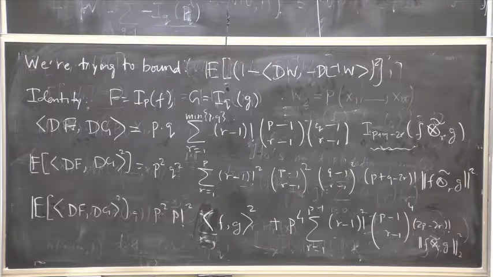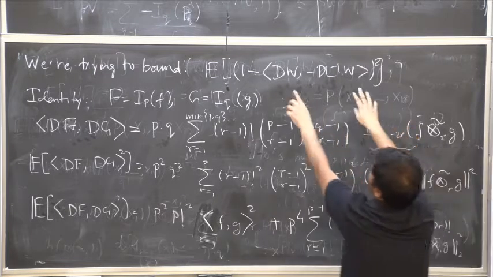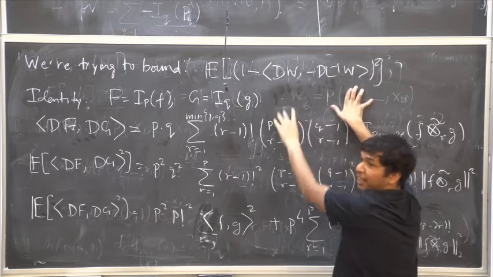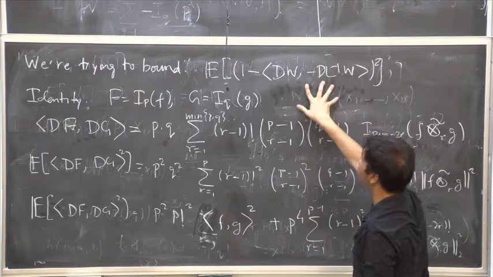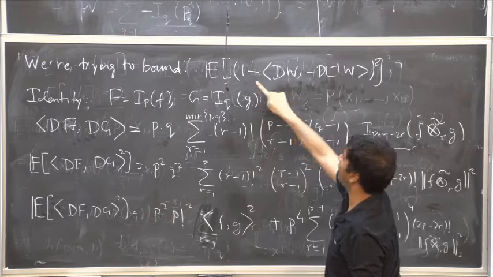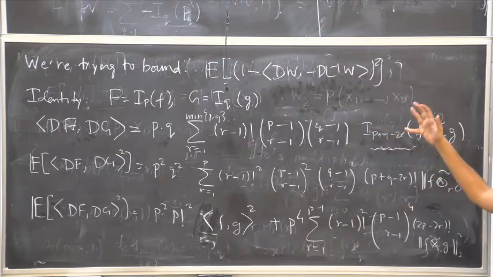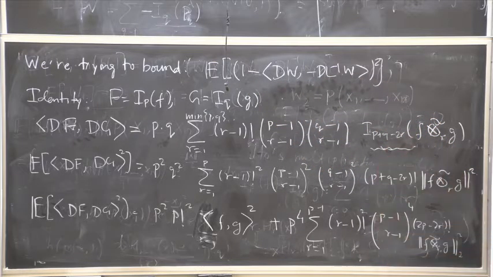Sorry? What is the variance or something? What I'm trying to bound is the variance. Yes, I'm trying to bound the variance of the inner product. Exactly. I'm showing this expectation is 1. The expectation of this quantity is 1. So what I'm trying to upper bound is just the variance of this quantity.